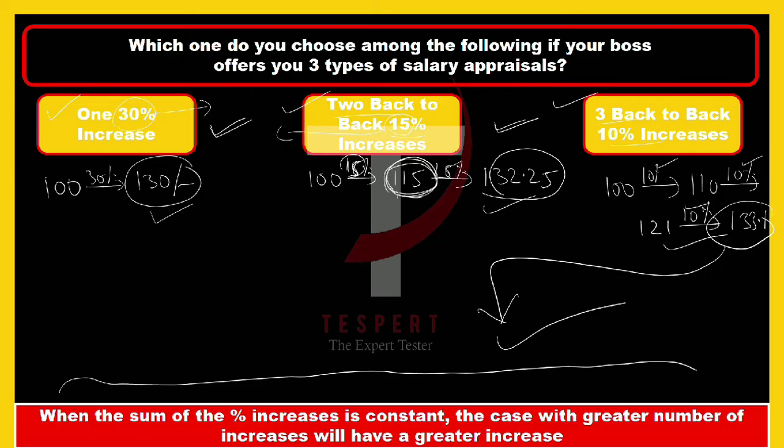The case with a greater number of increases will have a greater increase. Here what is the greater number of increases? Here 3 is greater, right? Here only 1 increase, here 2 increases, here 3 increases. So in this case the final result of the appraisal will be the highest. So let's move on to the next one.